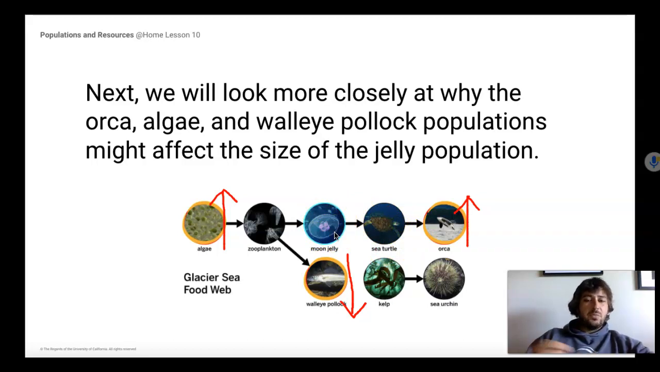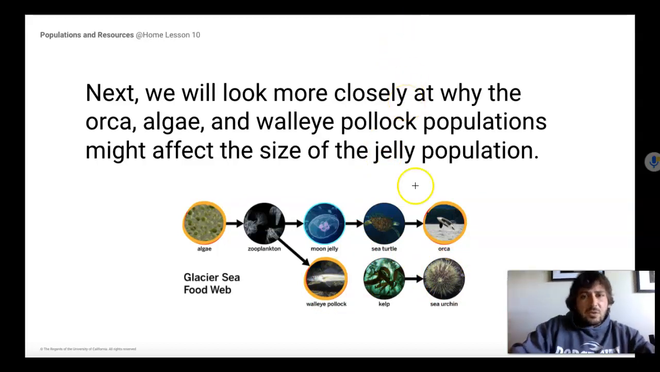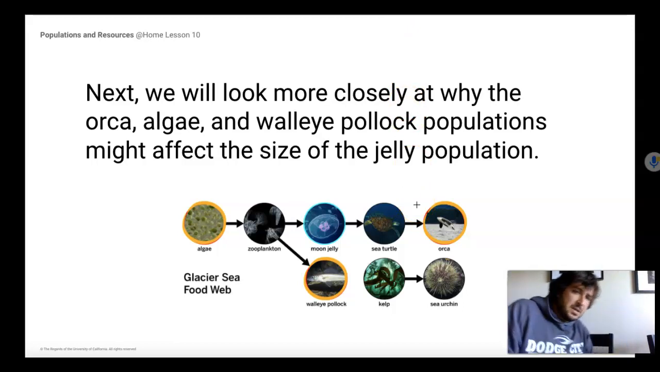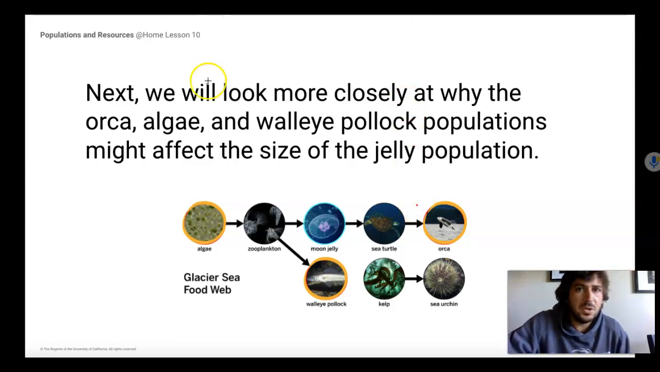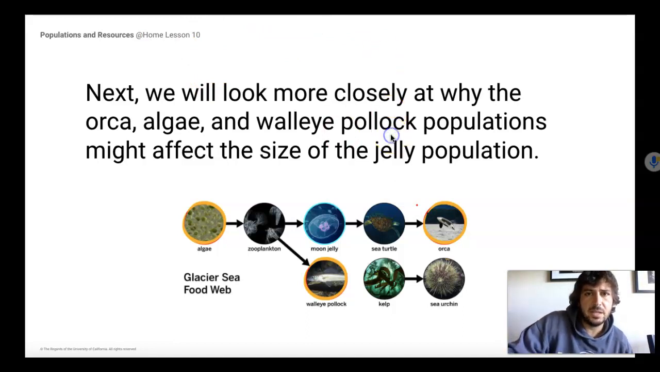So, these are three examples of indirect effects. Again, don't pay attention to the kelp and the sea urchin. We'll talk about that later. But what I want you to know mainly is just understand that you can indirectly affect another population. So, let's go to our next slide.